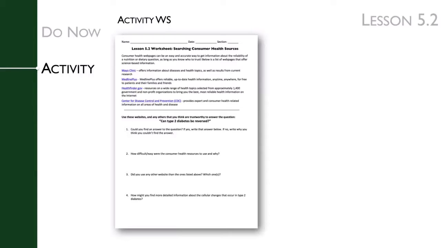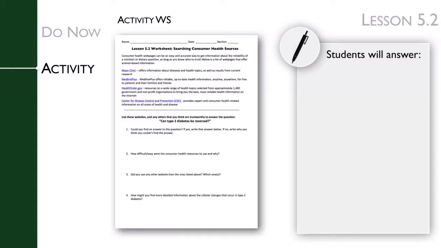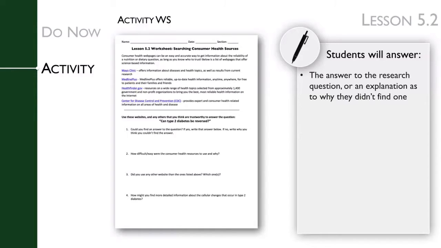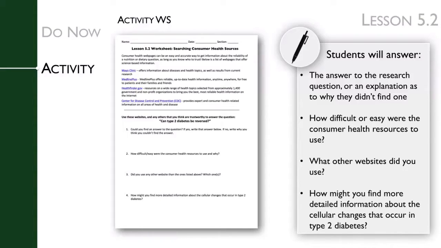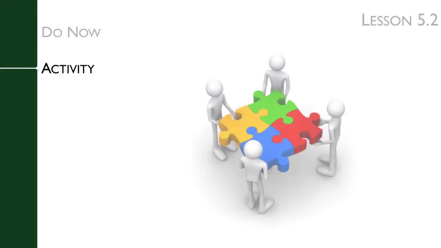Students will use the activity worksheet to report back their research findings and discuss how and where they found their information. Using the worksheet, students will be able to answer the following: the answer to the research question, or if they did not find an answer, an explanation as to why they didn't find one, how difficult or easy the consumer health resources were to use, what other websites they used, and how they might find more detailed information about the cellular changes that occur in type 2 diabetes. After students answer the questions on their worksheet, come back together as a class and review the answers together.